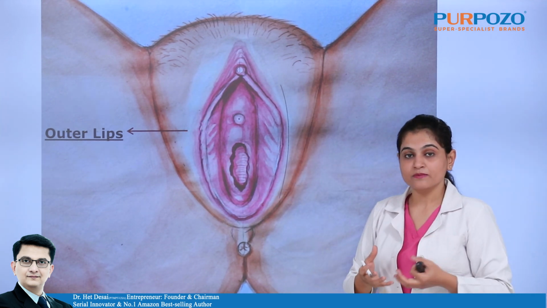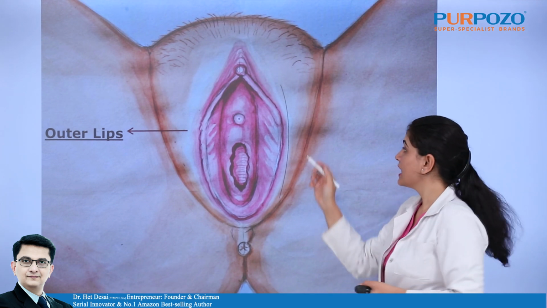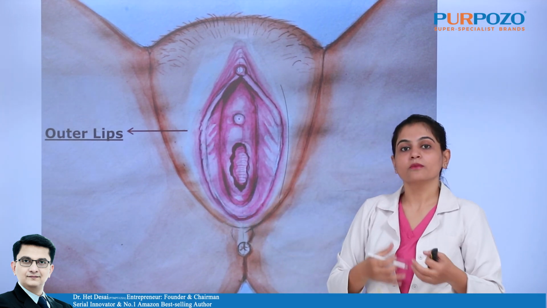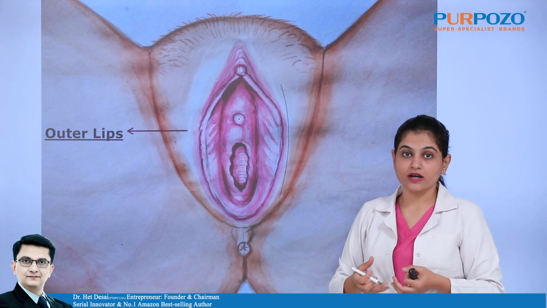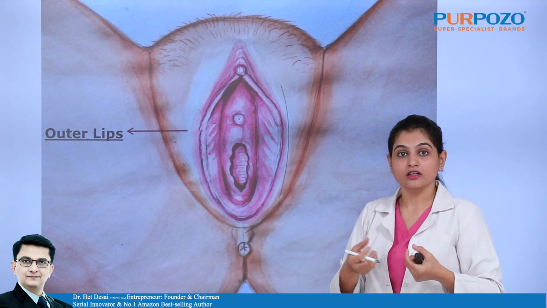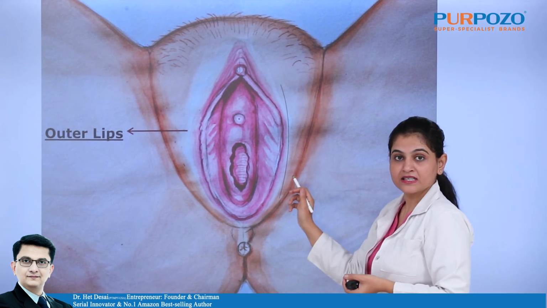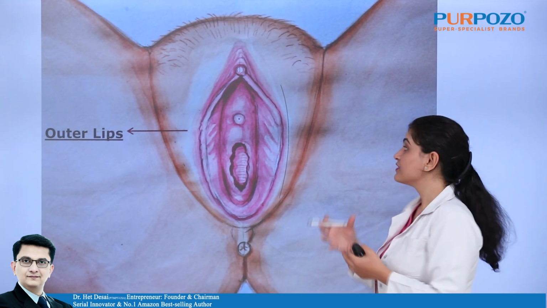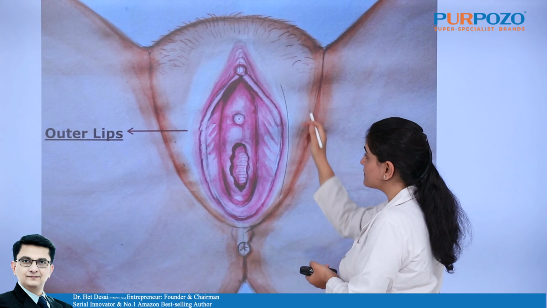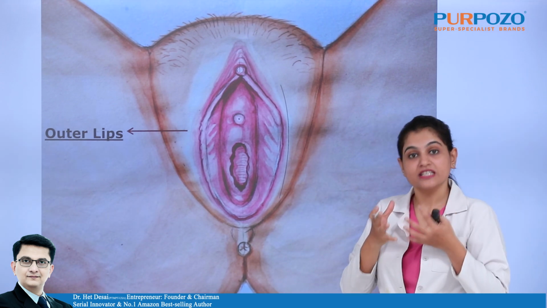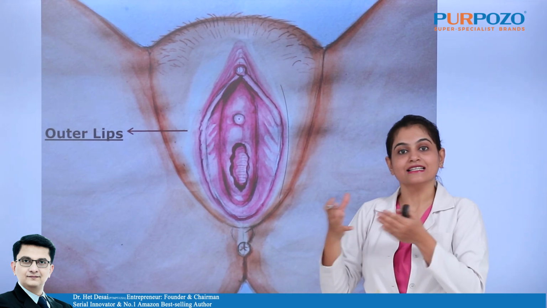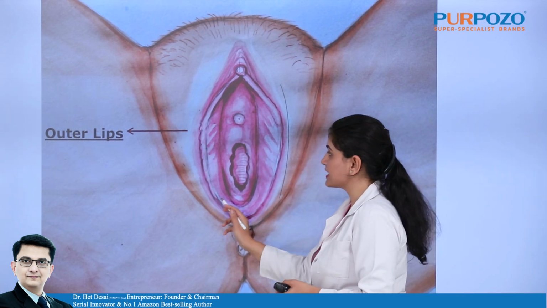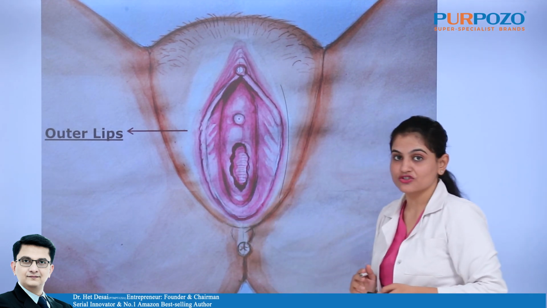The outer lips, or the labia majora, are again formed with fatty tissue. So, the more fat you have in the body, the fattier and thicker the outer lips, and the less the fat, the thinner the outer lips. The role of the outer lips is to protect your internal delicate structures.